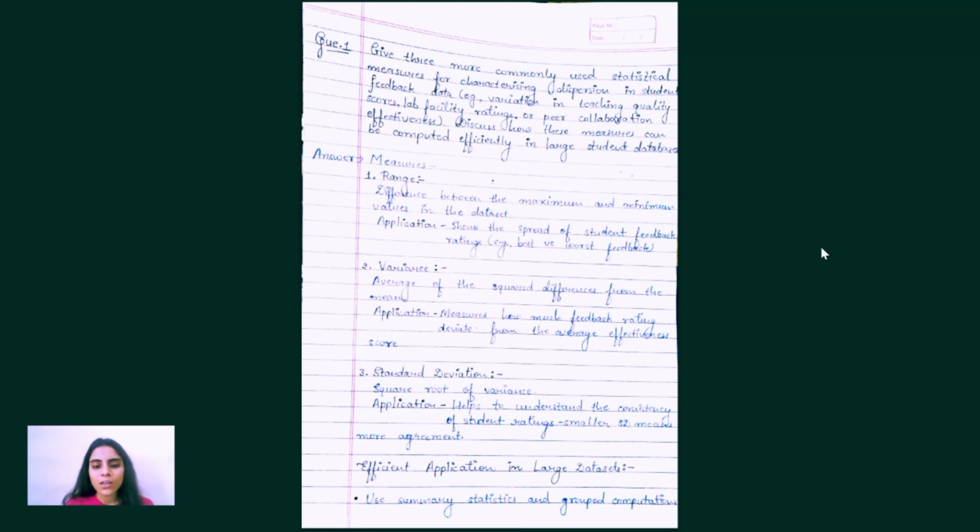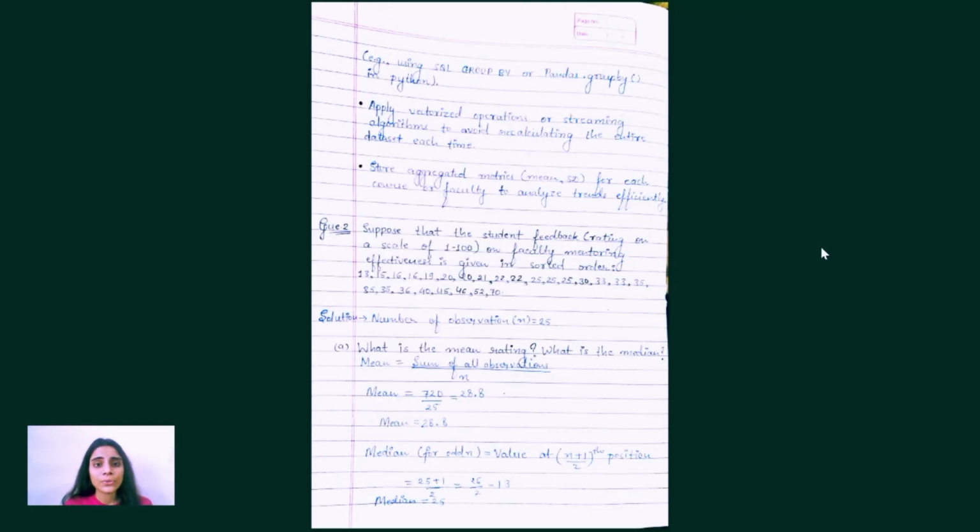After it, efficient application in large datasets. Use summary statistics and group computation. Example: using SQL group by or Pandas group by. Apply vectorized operations or streaming algorithms to avoid recalculating the entire dataset each time. Store aggregated metrics for each course or faculty to analyze trends efficiently.